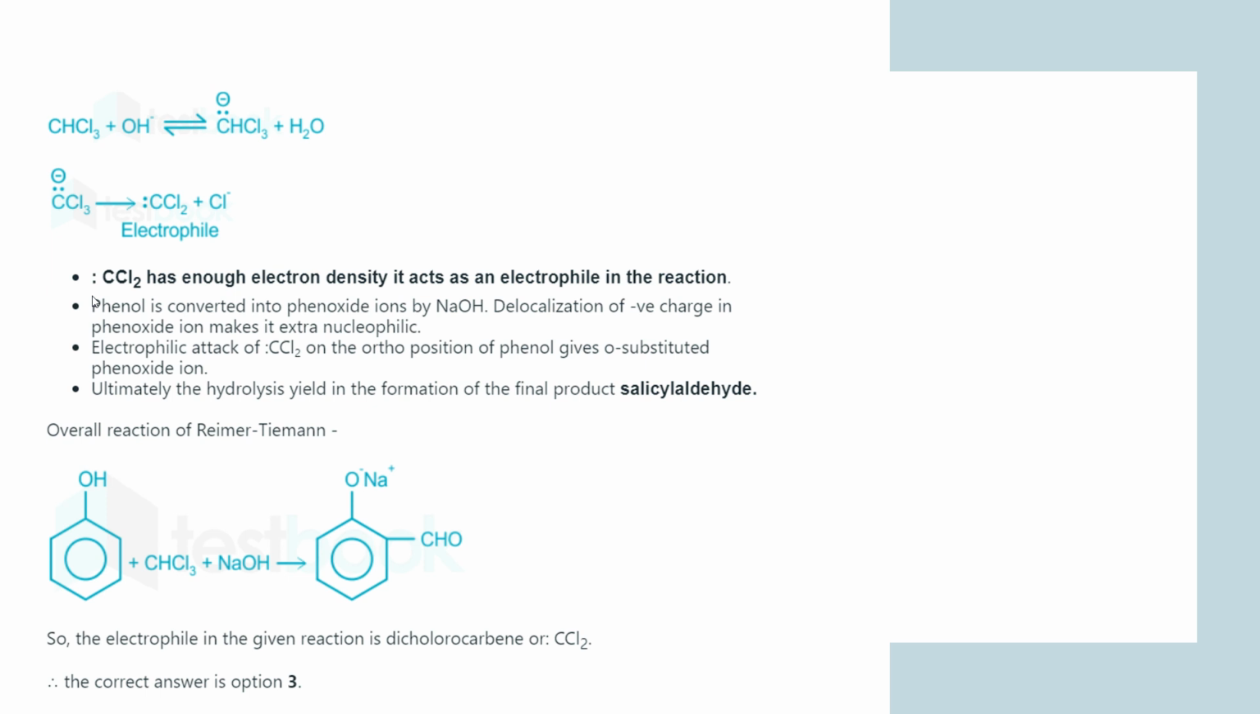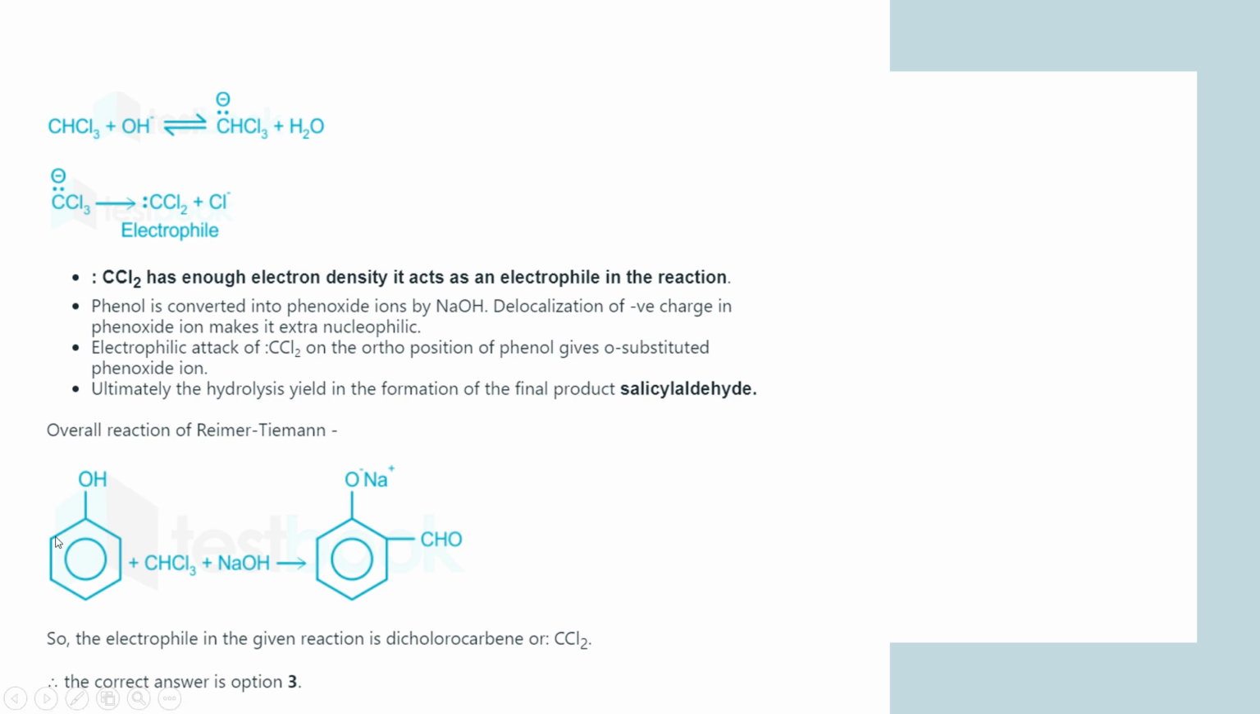This reaction is known as Reimer-Tiemann reaction, and in this reaction, after the generation of this particular desired electrophile, the phenol ring attacks on the carbon atom. So the rest of the mechanism is similar to an electrophilic substitution reaction.